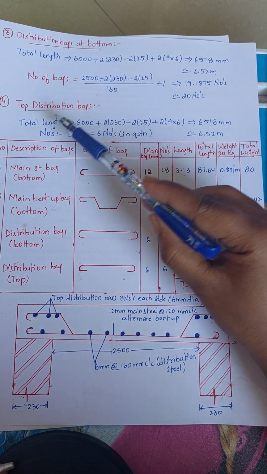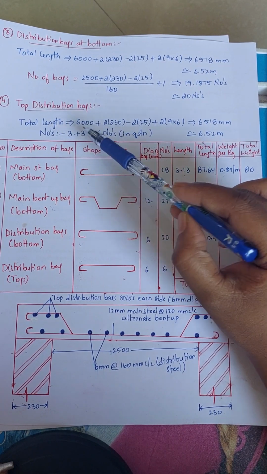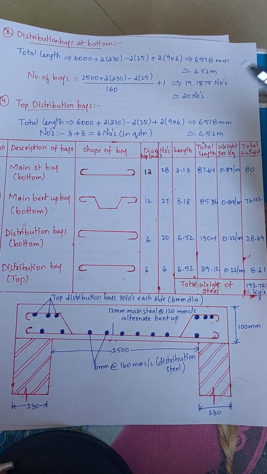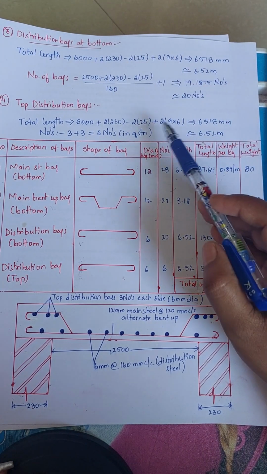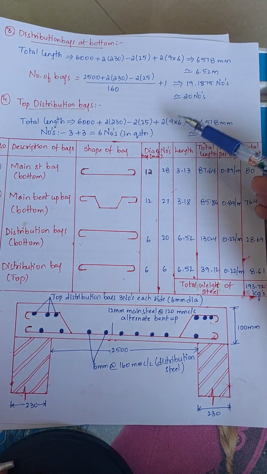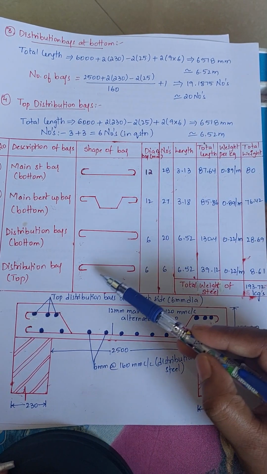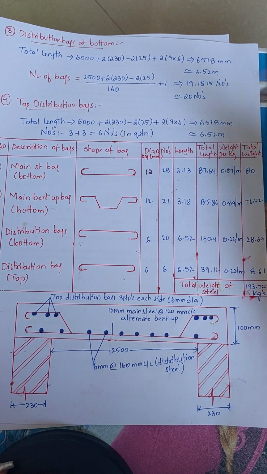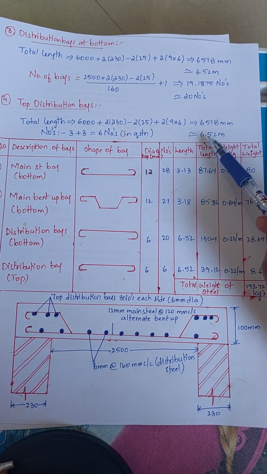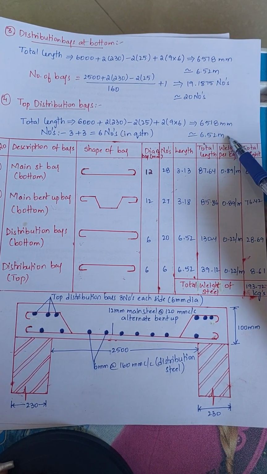Here you can see total length equals 6000 plus, the same will be there because we are providing the same. So 2 into the width of supports minus 2 into clear cover plus 2 into hook lengths. 2 hook lengths were there. So 2 into 9 into 6 equals 6518 mm, which is approximately equal to 6.52 meters.